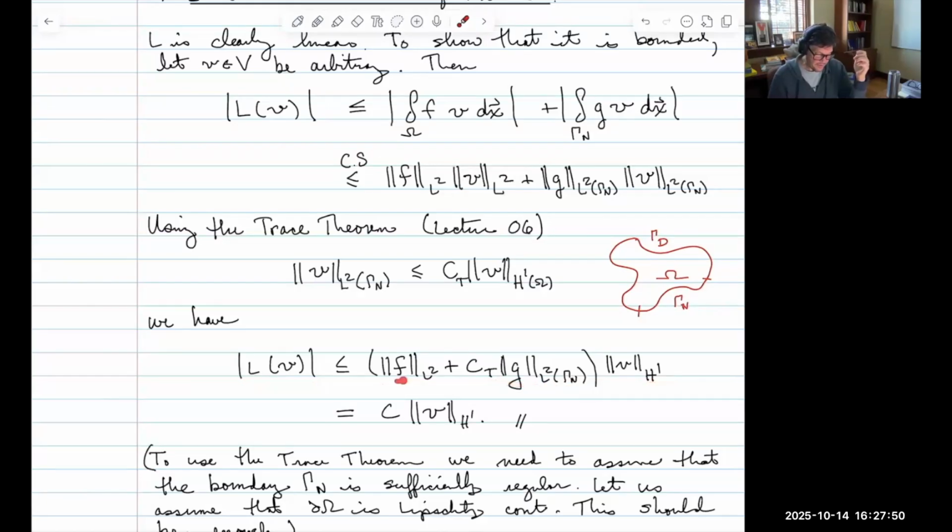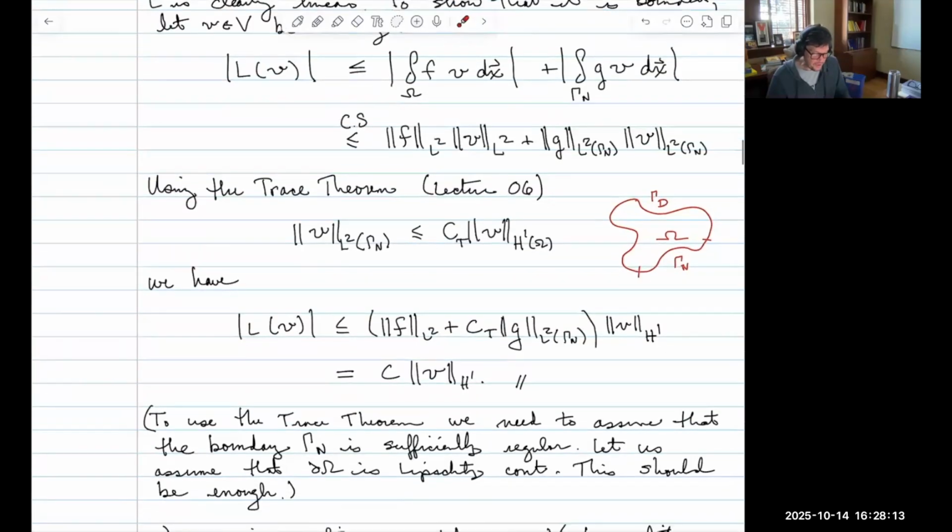Now, all this stuff in here is just data. It's given information. That's what we call data in a PDE problem. And so this can just be lumped up into one big giant constant, which I've done here. So this shows that L is a bounded linear functional. I didn't show you specifically that it's linear, but that's easy to show.